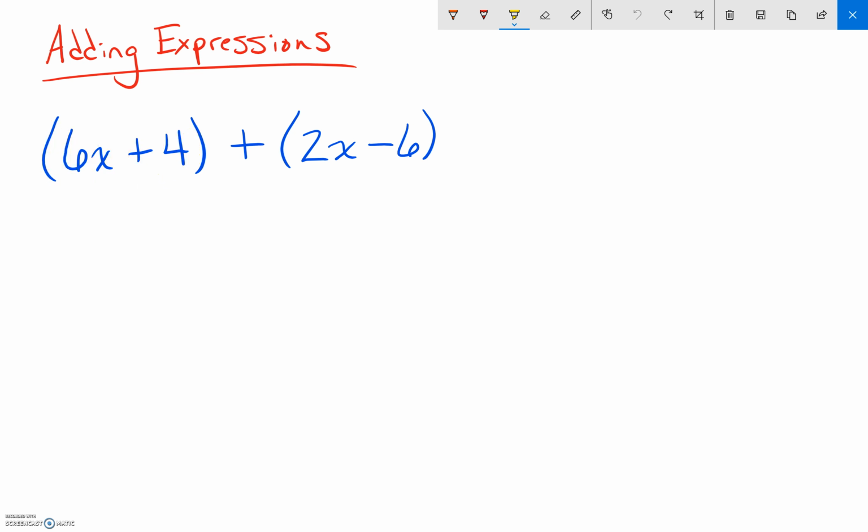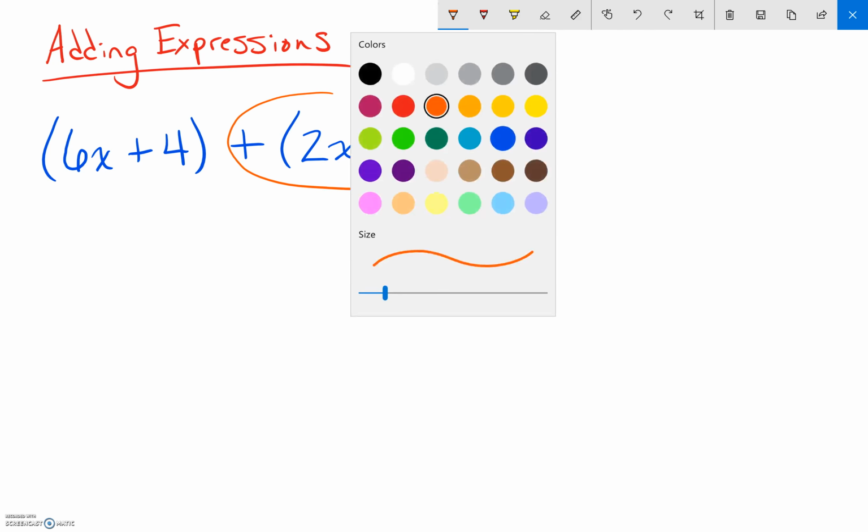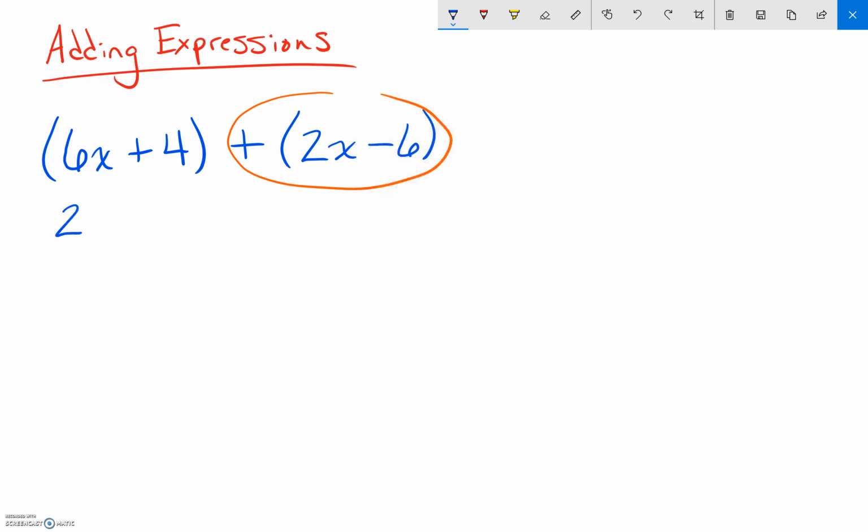So you can do that by combining like terms, or you can do it by stacking the expressions on top of each other. So we're going to do that. We're going to stack them up. We're basically going to take this expression and we're going to move it down here. And then, of course, it's still an addition problem.